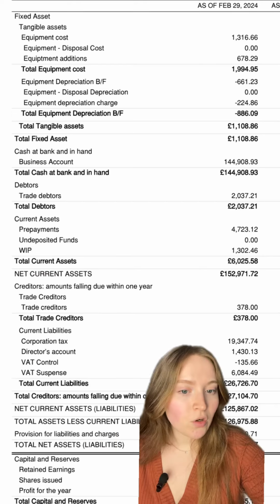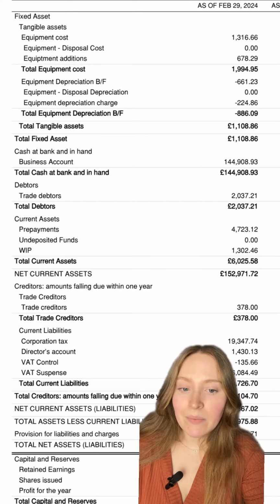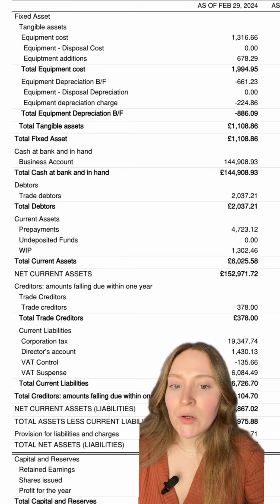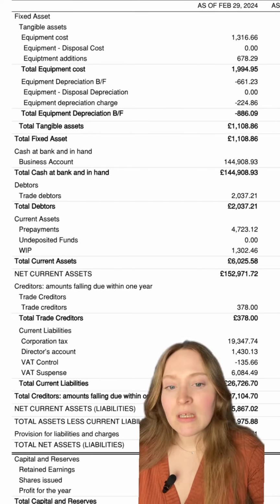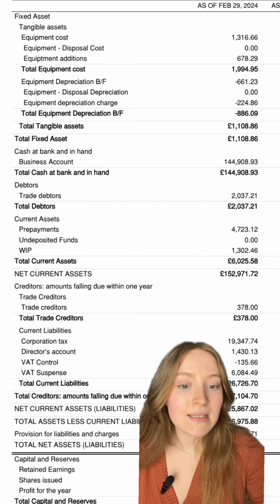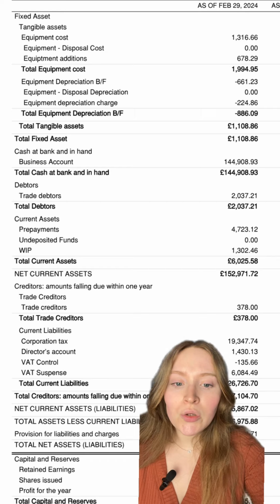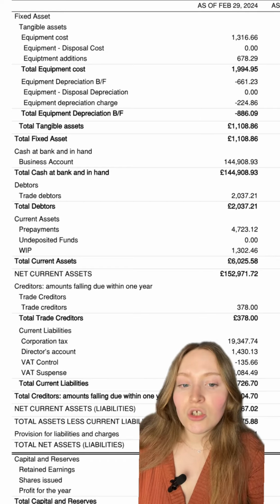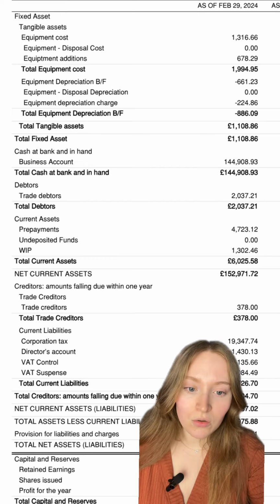Moving on to current liabilities, this is any debts that the company owes that they expect to pay within a year. Firstly comes your trade creditors, which is any money owed to suppliers for unpaid invoices. Then you've got corporation tax, which is the amount of corporation tax due to HMRC at this point in time. Your director's account shows any money owed to the director from the company or vice versa.